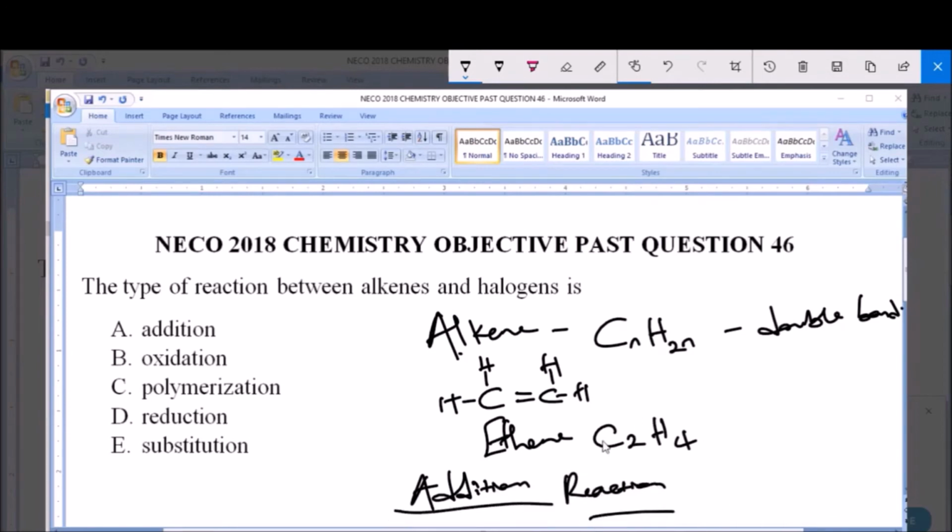Now, addition reaction involving halogen simply involves what? The addition of halogens to alkenes to thereby eliminate this double bond, making it what? A single bond. An example is the reaction of this ethene with chlorine. Now let me write out the reaction. We have ethene, CH2, this is ethene plus chlorine, one molecule of chlorine. Now this will give us what?